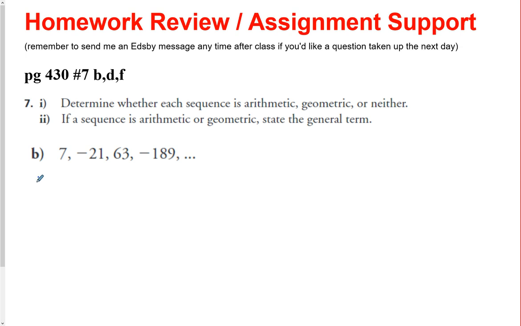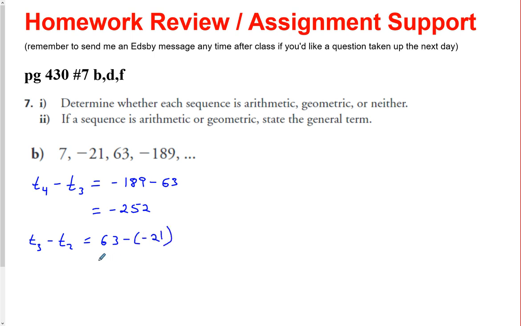First thing we can do is, if it's arithmetic, if we subtract 2 consecutive terms, say the 4th term and the 3rd term, well, the 4th term is negative 189, and the 3rd term is 63. So if we subtract those, we're going to get negative 252. Now, if it's consistently negative 252, then we know we've got an arithmetic sequence. It's not looking good. Let's try the next one, the 3rd term minus the 2nd term, just to see if this holds true. 3rd term is 63. The 2nd term is negative 21. So I'm subtracting a negative. That's the same as adding. So we're going to end up with 84.